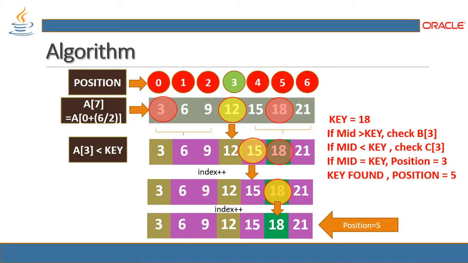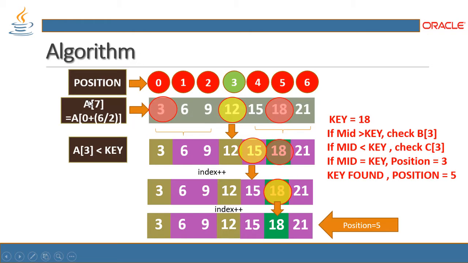I am taking an example of a list which has 7 elements: 3, 6, 9, 12, 15, 18, 21. This list is stored in an array, and the array has indexing, where the positions are 0, 1, 2, 3, 4, 5, 6 like this.